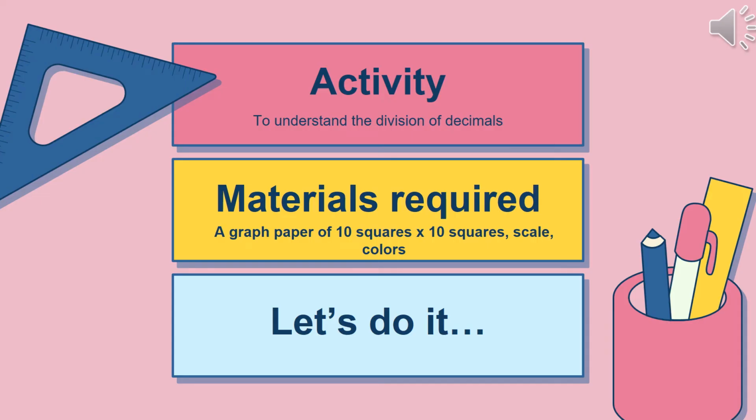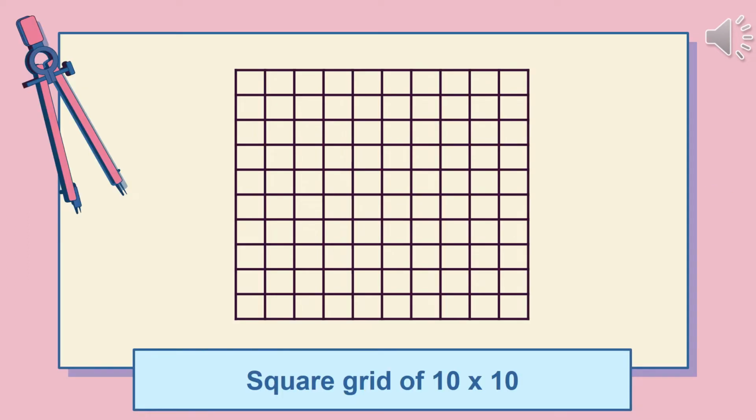Now let us do an activity to understand the division of decimals better. What do we require in this activity? A graph paper of 10 squares by 10 squares, a scale and some colors. So shall we do it? So dear children, are you ready with a square grid of 10 by 10 or a graph paper which has 10 squares by 10 squares?